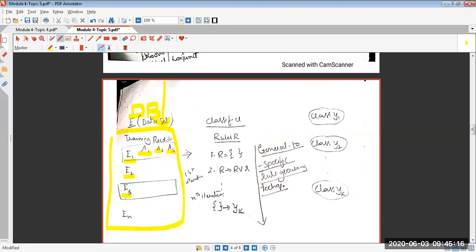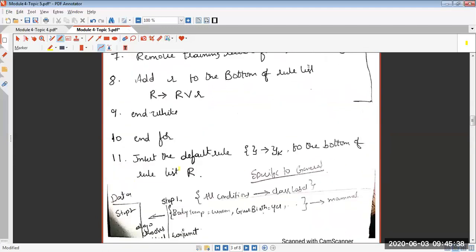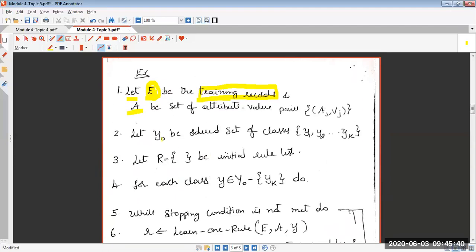Now we will take this database, this data set. Each and every record in the data set, we will label as E. E means E1, E2, E3. Each and every attribute, which is nothing but the columns, we will label as A1, A2, A3 up to AN. So that is what we have done in the starting steps.